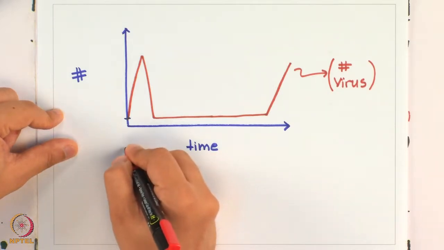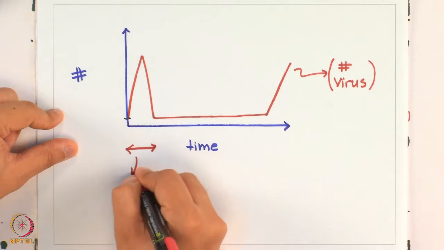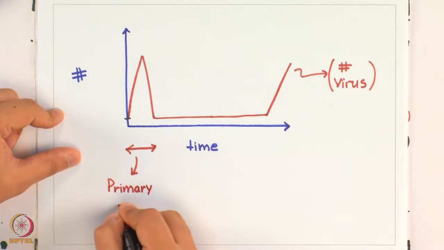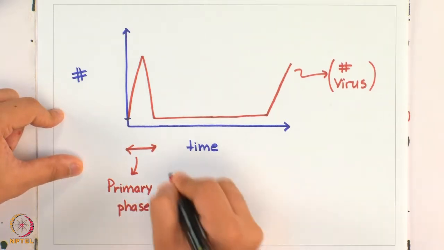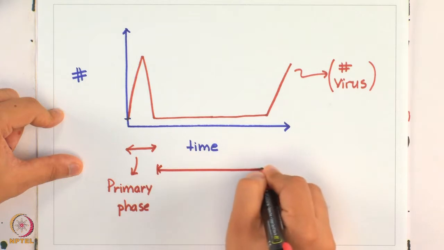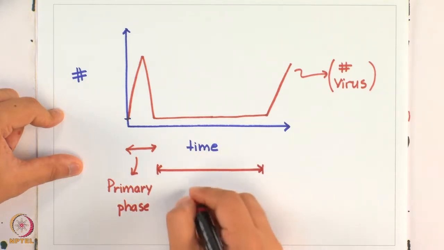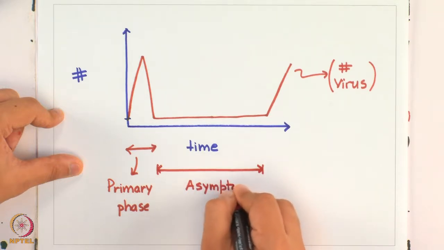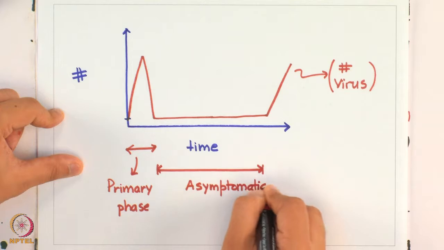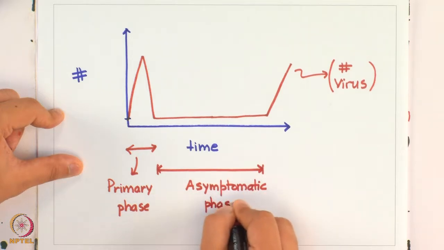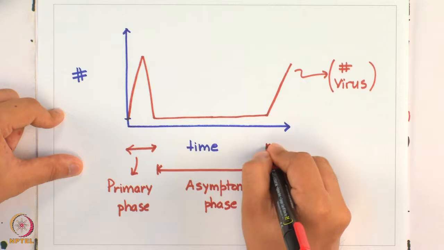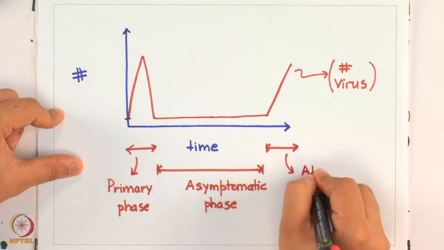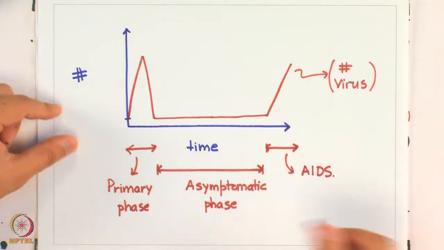This phase of the infection is called the primary phase. This phase of the infection where the immune system is able to keep the numbers in control is called the asymptomatic phase. And this phase where the virus particles grow and are uncontrolled is when the patient is said to have AIDS.